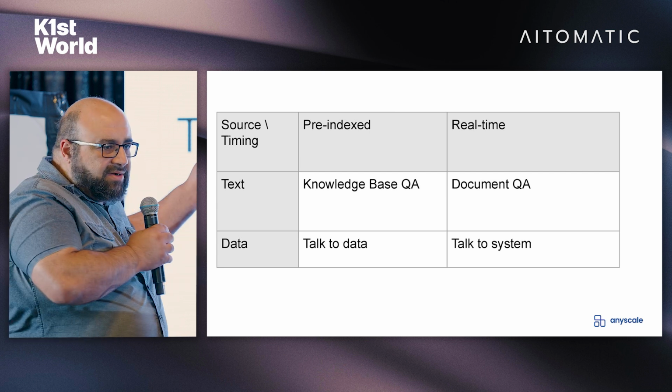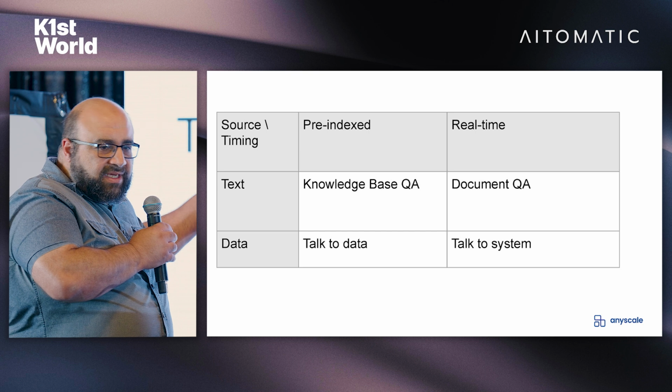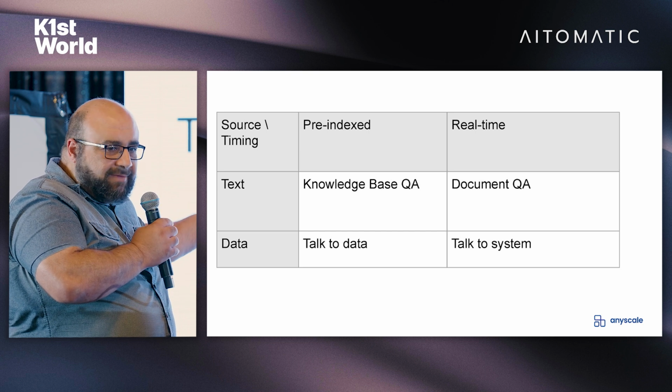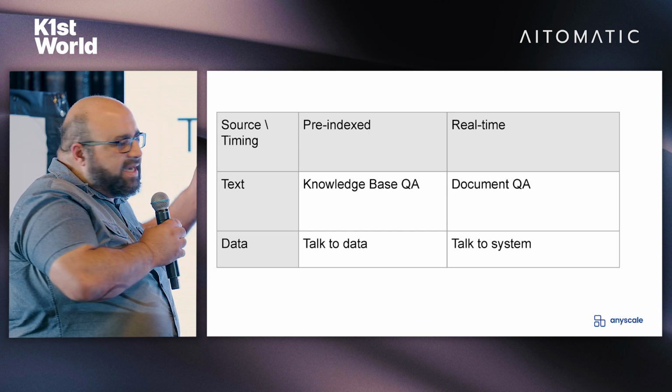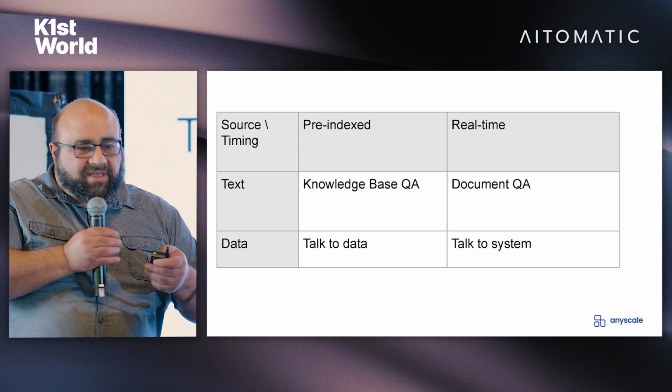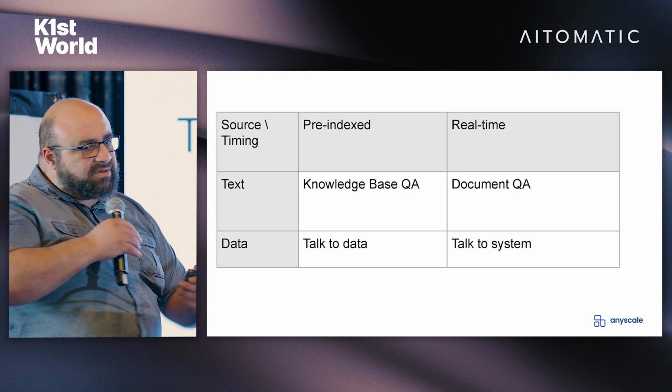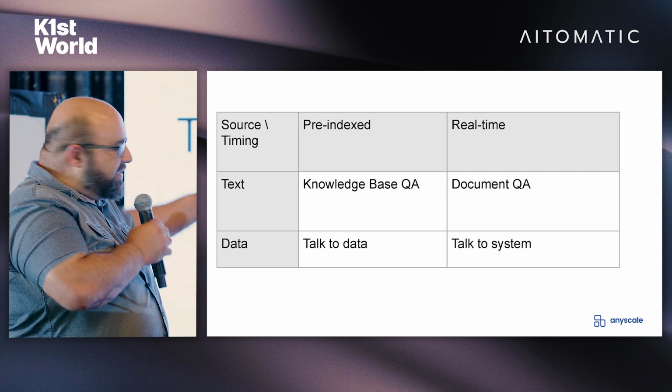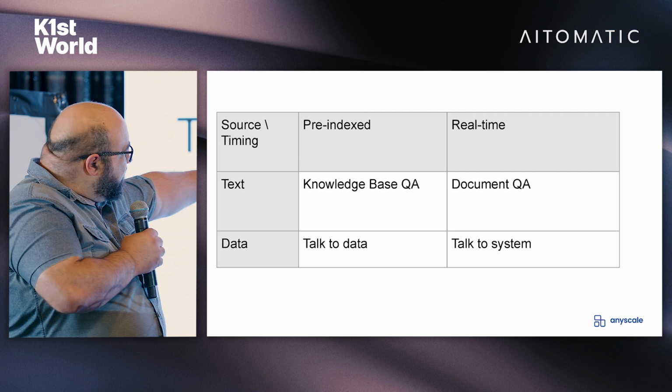So the 2 axes here are, what is the source of the input? Is it text or data? And the other axis is, is this something you've had a chance to do before? Or is this something that's coming in at real time? So I'm going to talk about the one that most people talk about, the knowledge-based QA one, this one in the top left-hand corner.